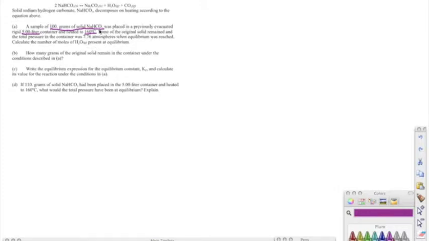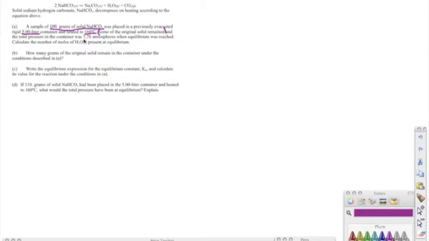Now this little statement right here, this is pretty important. This means that this reaction is in a true equilibrium type of situation. If all of this solid was gone, then that means that the equation is still shifted far to the right. So we want to make sure that we do have some solid remaining to make sure that this is a true equilibrium type of situation.